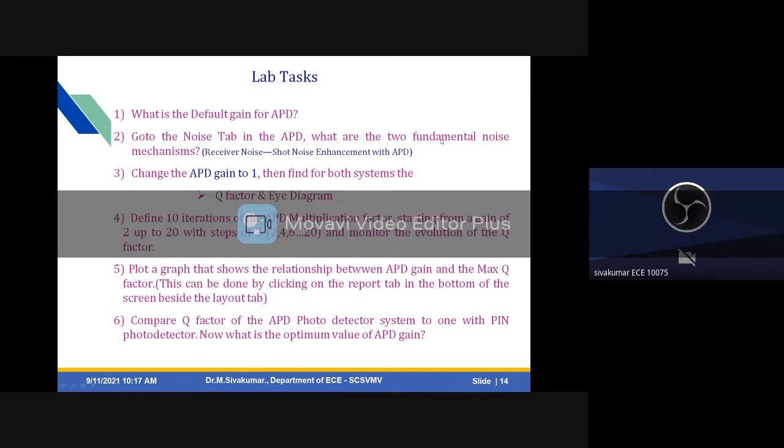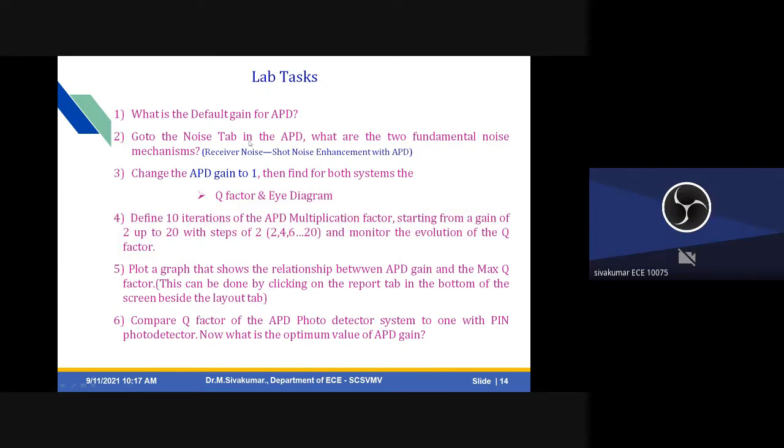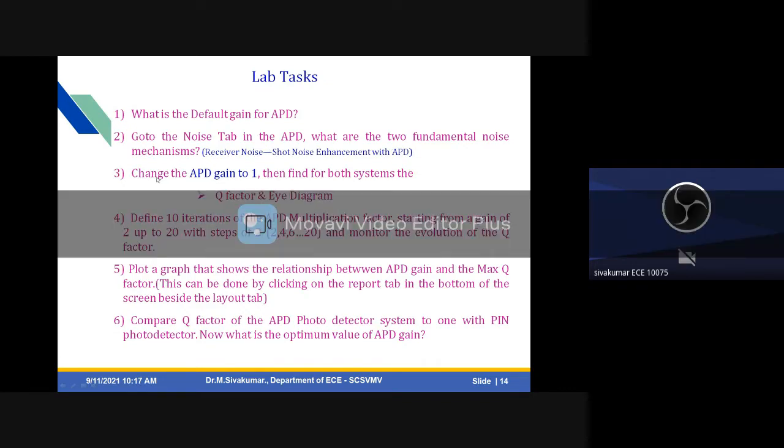What are the two fundamental noise mechanisms? If you double click on the APD noise tab, you will get 4 or 5 parameters. Among these parameters, receiver noise and shot noise are also present. How can you enhance this with the avalanche photodiode? These are the tasks.